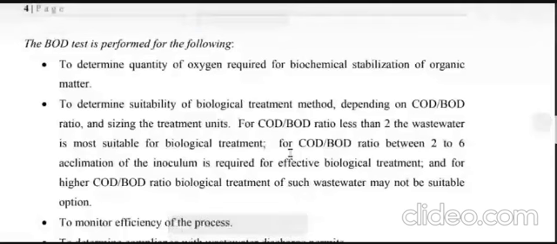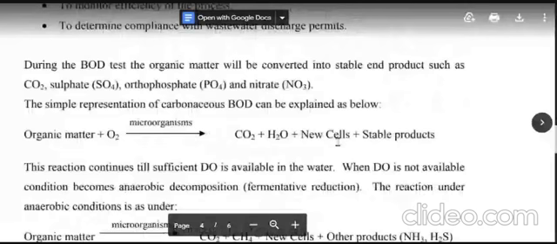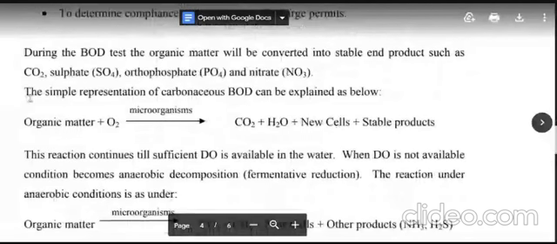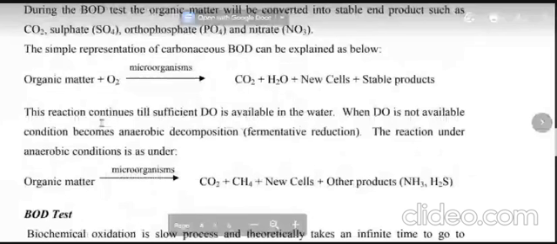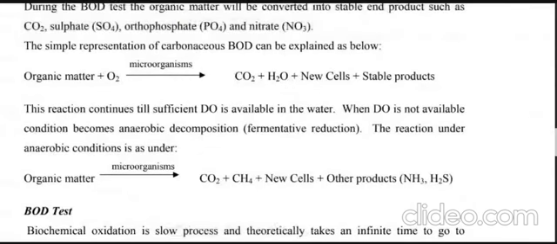We already discussed why we carry out the test and what the reason behind it is. This is the reaction that is carried out when oxygen is present, and when there is an absence of oxygen, this other reaction takes place. There is a formation of carbon dioxide and methane. If oxygen is present, then there is a formation of CO2 and H2O, which we call the end product.